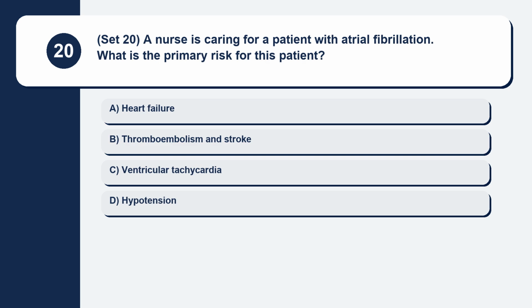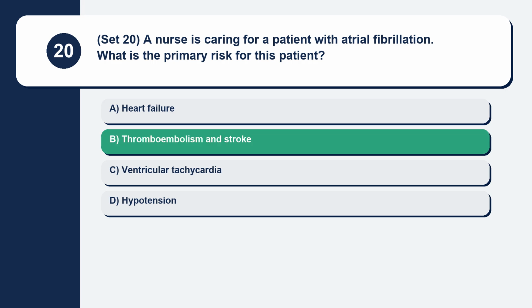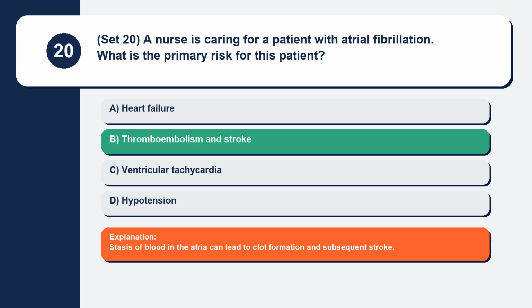Question 20. Set 20. A nurse is caring for a patient with atrial fibrillation. What is the primary risk for this patient? Heart failure, thromboembolism and stroke, ventricular tachycardia, hypotension. Stasis of blood in the atria can lead to clot formation and subsequent stroke.